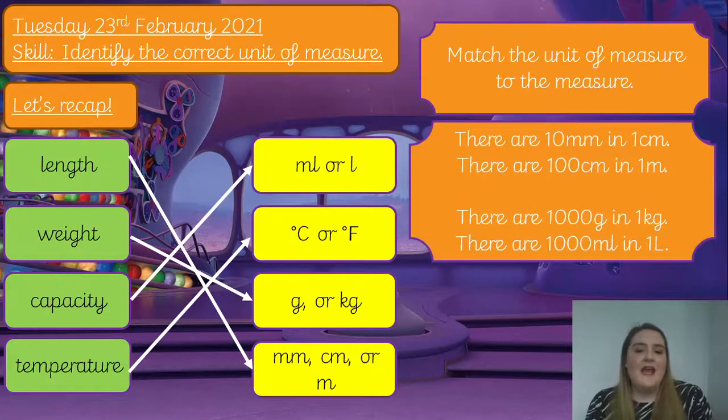Okay, so there are 10 millimetres in 1 centimetre. There are 100 centimetres in 1 metre. And then if we're thinking about weight, there are 1,000 grams in 1 kilogram. And if we're thinking about capacity, there are 1,000 millilitres in 1 litre.